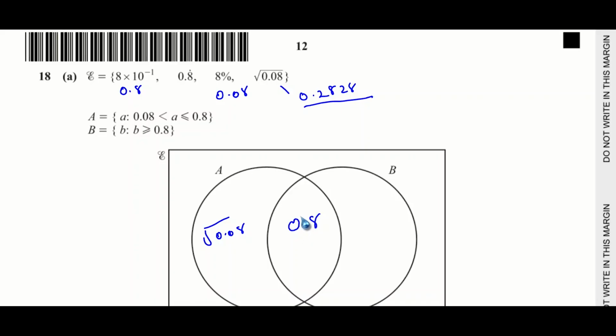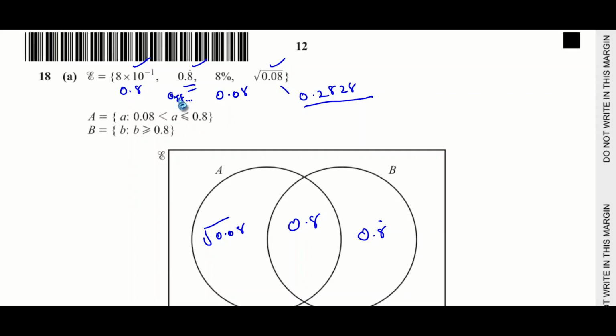Then another number that is greater than 0.8 is this recurring decimal, because this one means 0.88. Sorry, I can write it here. This one means 0.8888 and so on and so forth. So I can just put 0.8 recurring here. That's the recurring decimal. So this one belongs there, and this one belongs somewhere.